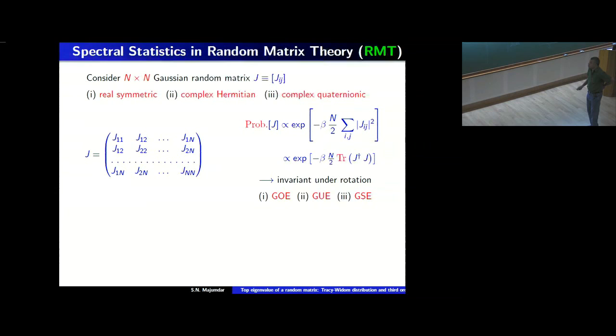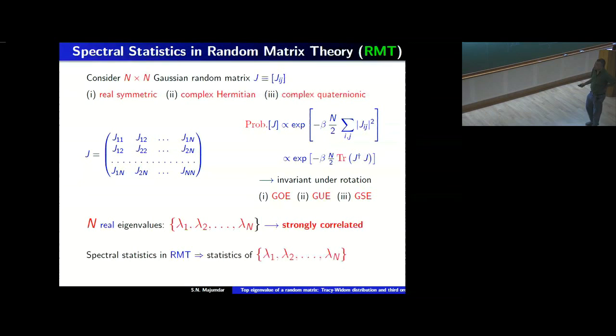And I choose the entries independently from a Gaussian distribution, and I choose the variance such that you can write it as a trace of J dagger J, so that it's invariant under the rotation. And it could be orthogonal rotation for real symmetric, or it could be unitary rotation for complex Hermitian. And so this is the Gaussian ensemble of random matrices. Once you diagonalize, you have n real eigenvalues, and these eigenvalues are strongly correlated.